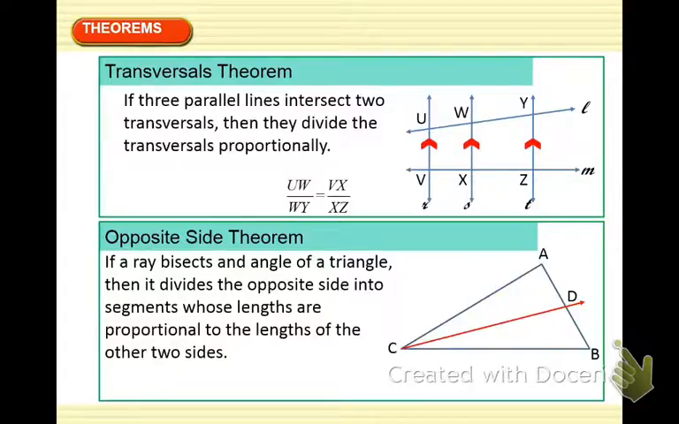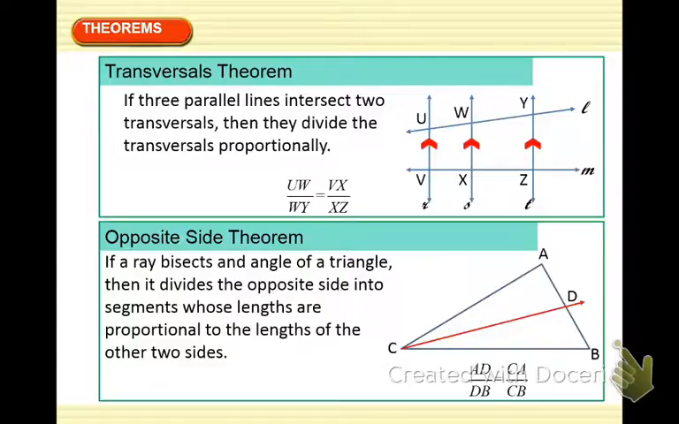Opposite sides theorem. The opposite sides theorem says if a ray bisects an angle in a triangle, so here's our ray, here's the angle in our triangle, then it divides the opposite side into segments. This is the opposite side. The segments' lengths are proportional to the lengths of the other two sides. It'll be more clear when we do the proportion.